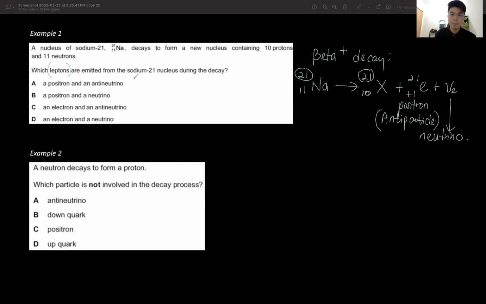Right? So which leptons are emitted? So which ones are the leptons? Remember our lepton, the first group of elementary particles, the first on the left, right? You have the lepton and the neutrino and all these different things, right? So the answer is positron and neutrino. B.